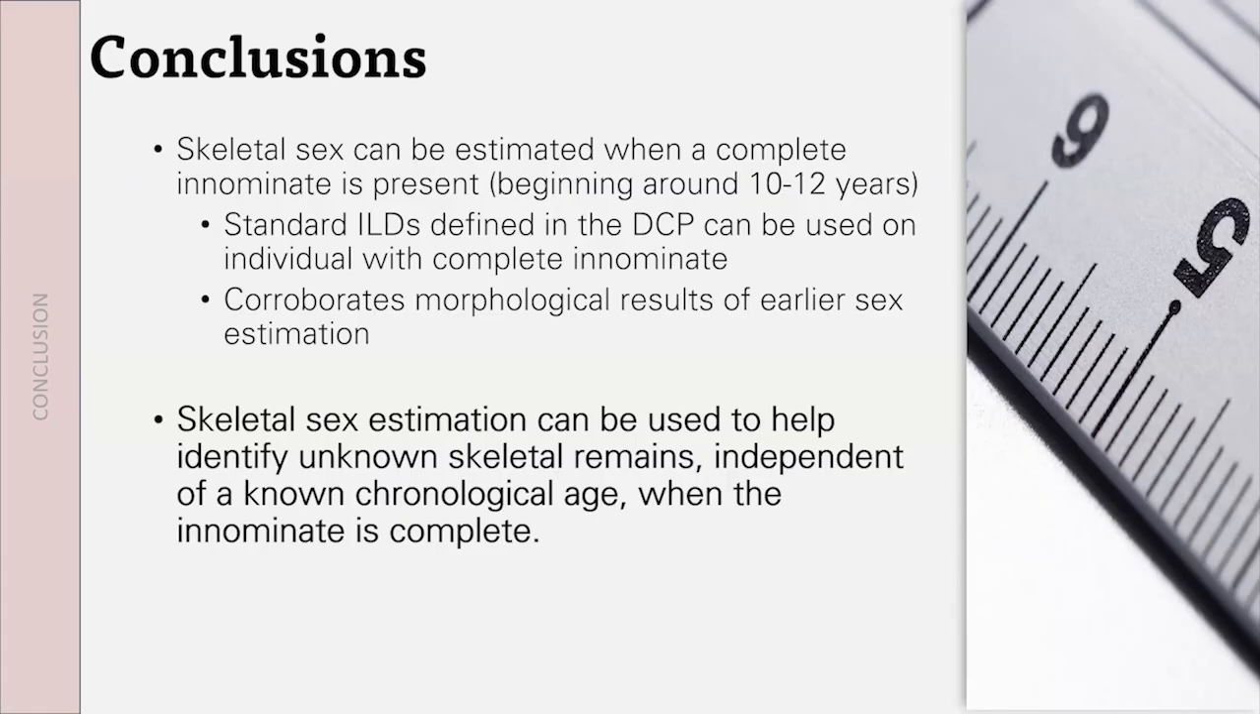Therefore, skeletal sex can be estimated when a complete innominate is present, which is generally beginning around the age of 10 to 12 years. Standard ILDs defined in the forensic anthropological literature, with some slight landmark modifications, can be used on individuals with a complete innominate. These findings corroborate the morphological results that accurate sex estimation can be applied at earlier ages. The only requirement for a forensic anthropologist to assess the skeletal sex of unknown remains using either of these methods is a complete innominate.